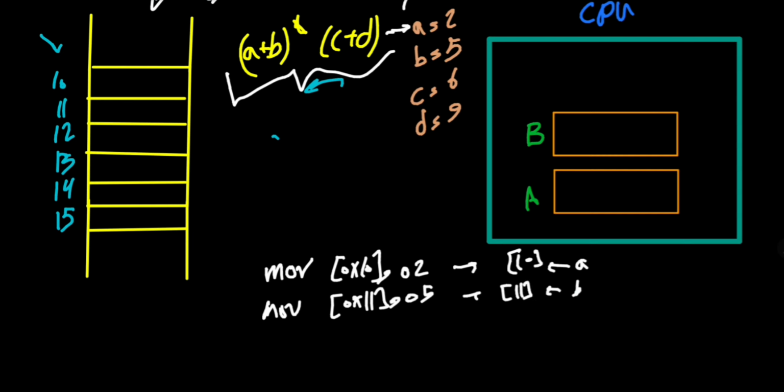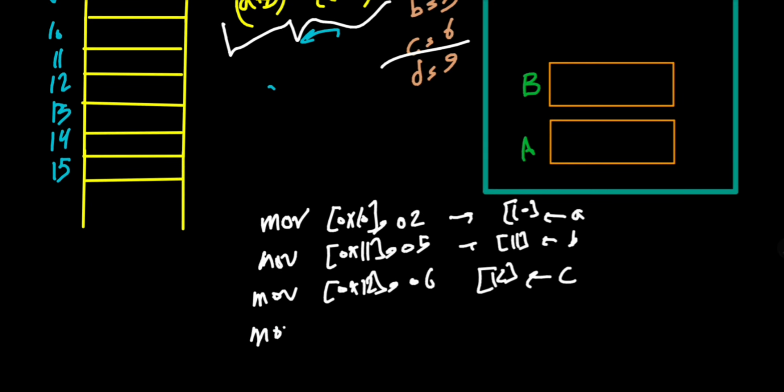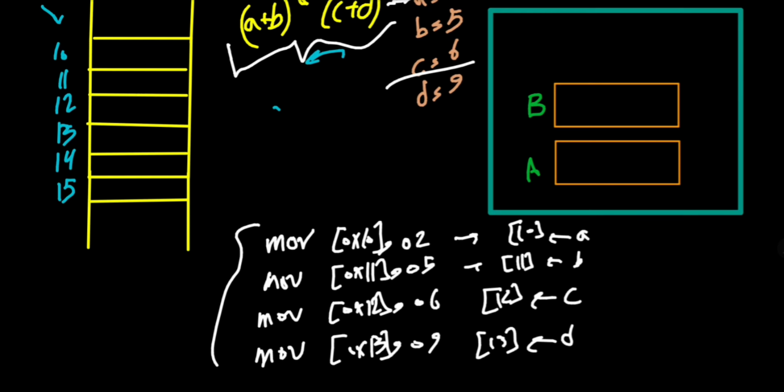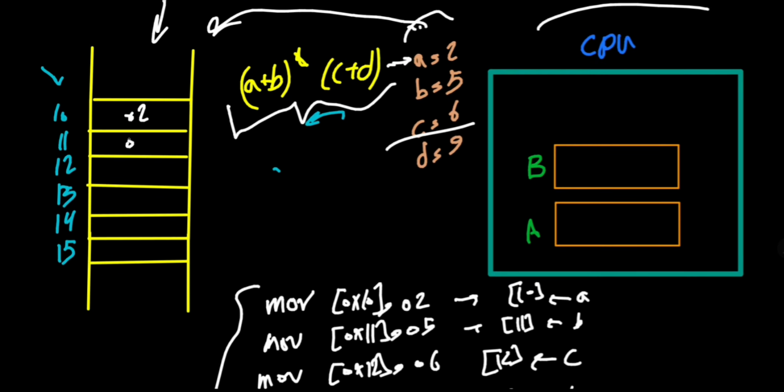After that, we say move 0x12, and we move the value of 06, which would be the content of the variable c. And after that, we say move to address 13, which would be the destination memory cell, and 09 would be the contents of the D variable. So right now, because of the execution of all of these four instructions, we would have the values 02, 05, 06, and 09 in these consecutive memory cells.